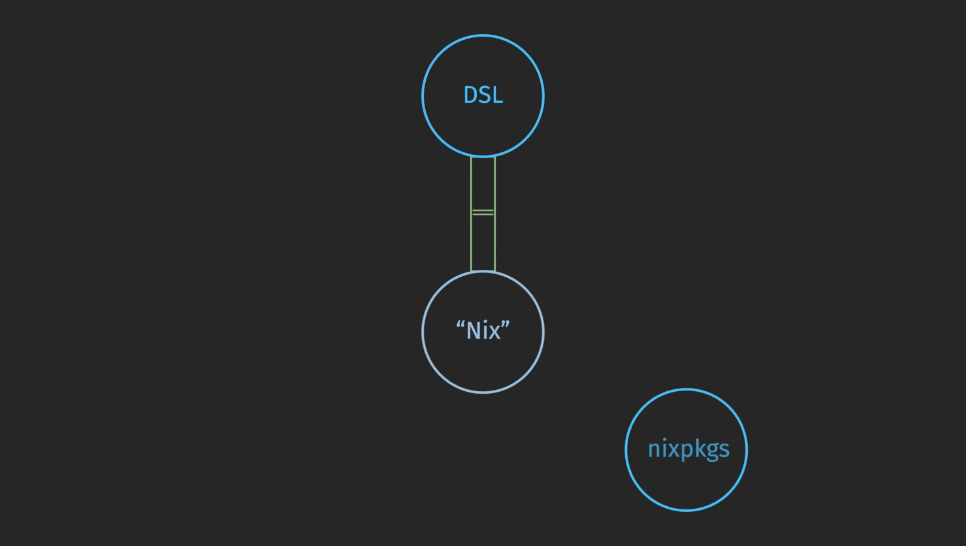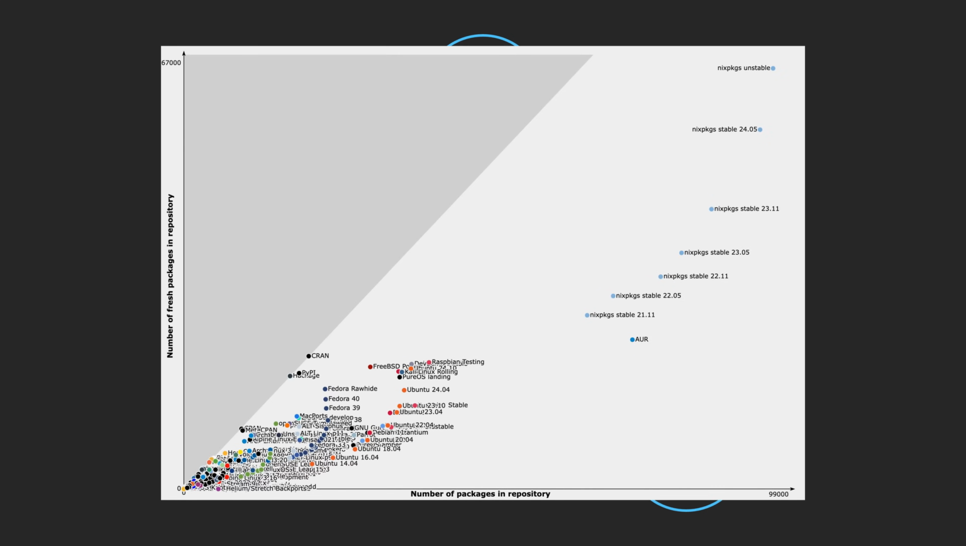Nixpkgs is a huge collection of Nix derivations for almost any software package. It is arguably the most common meaning of what people are referring to when they say Nix. At the time of recording, Nixpkgs is both the biggest and the most up-to-date package collection.